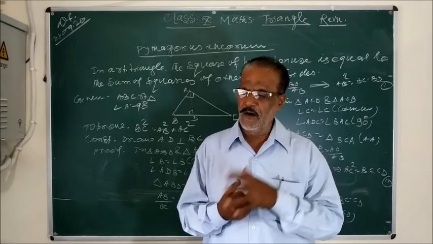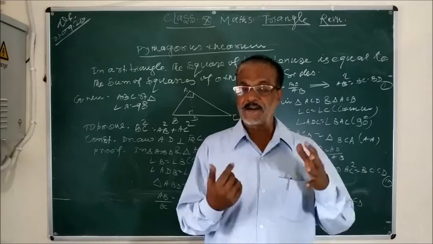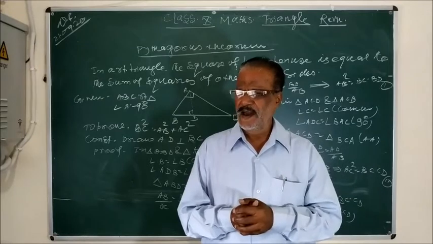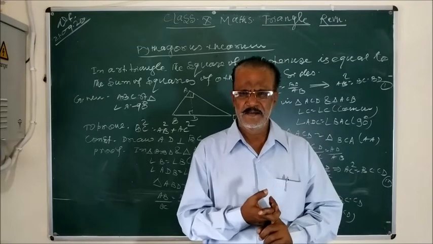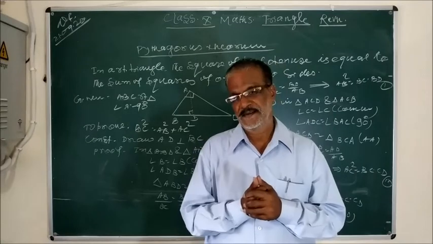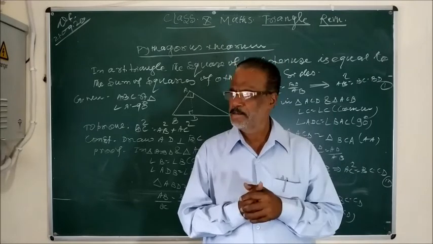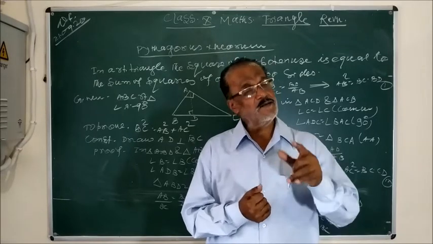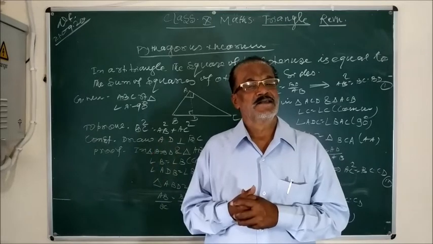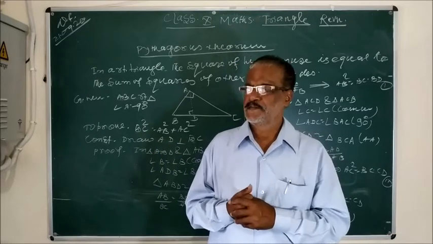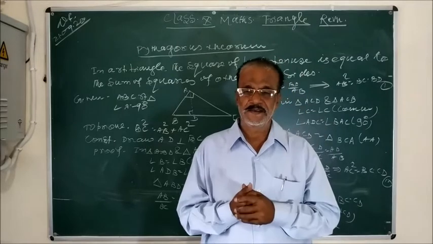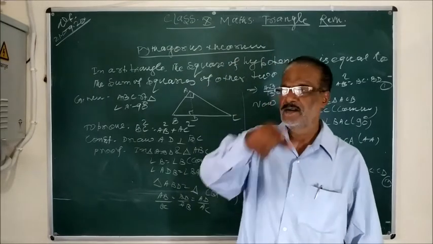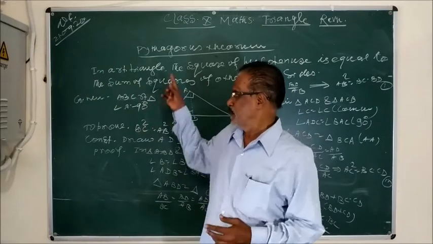My dear, you can also verify with the activities. You can draw many right triangles and you can measure the sides, perpendicular, base and hypotenuse. And if you measure correctly and verify 100%, you will get that theorem. What is the result? The result is the square of hypotenuse is always equal to the sum of squares of other two sides. So this is the theorem.